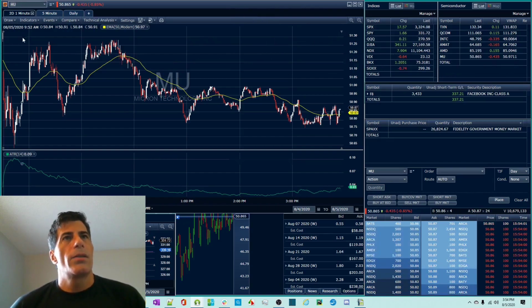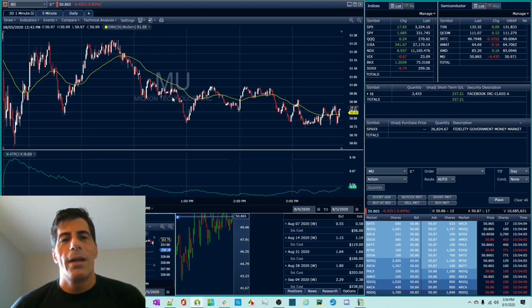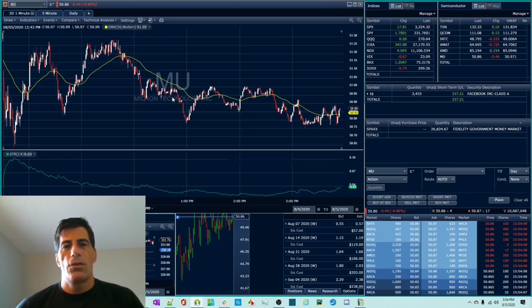Add this to your toolbox and look for places where people would get stopped out, and then you could trade off those levels too. It'll give you an extra trade or two for the day.